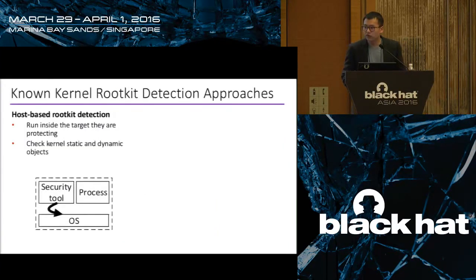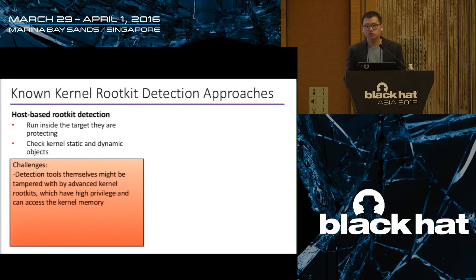Okay, so we have this problem. People have come up with different solutions. The first solution is host-based rootkit detection. The high-level idea is that the detection tool itself runs within the operating system, and it periodically checks the kernel static and dynamic objects. But the challenge is that the detection tool runs with the same privilege as the guest OS, so if a rootkit has higher privilege, it will tamper with the detection process.